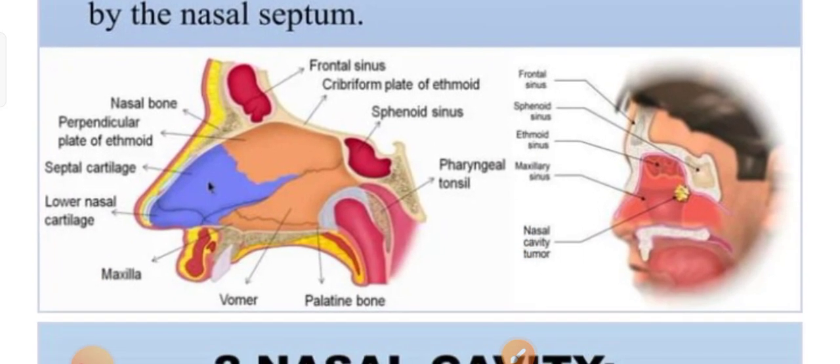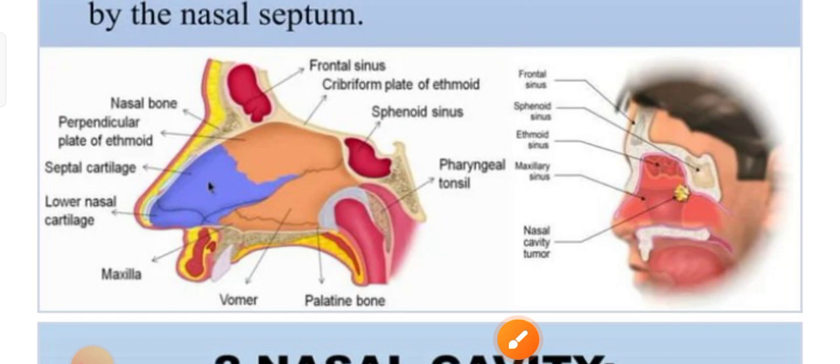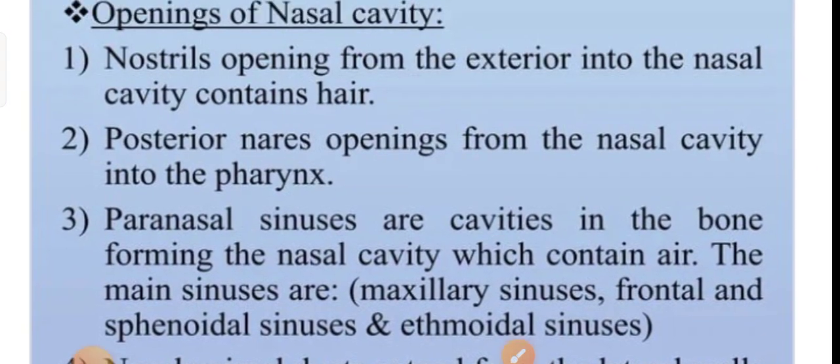So here is the nasal cavity. I will show the nasal cavity. So this is the nasal cavity. Nasal bone, perpendicular plate of the ethmoid bone, septal cartilage, lower nasal cartilage, frontal sinuses, vomer, palatine bone, maxilla, everything will be there.